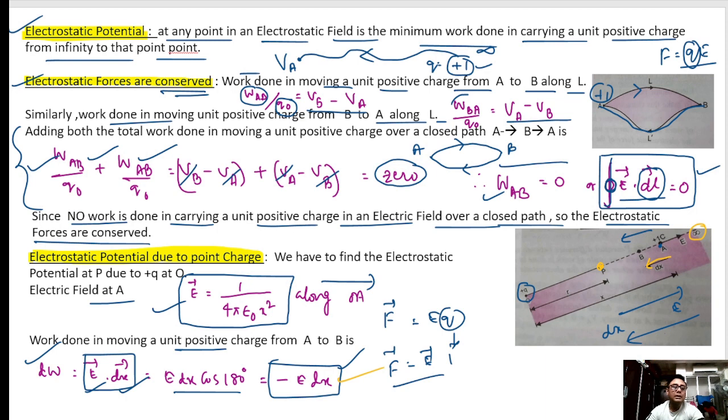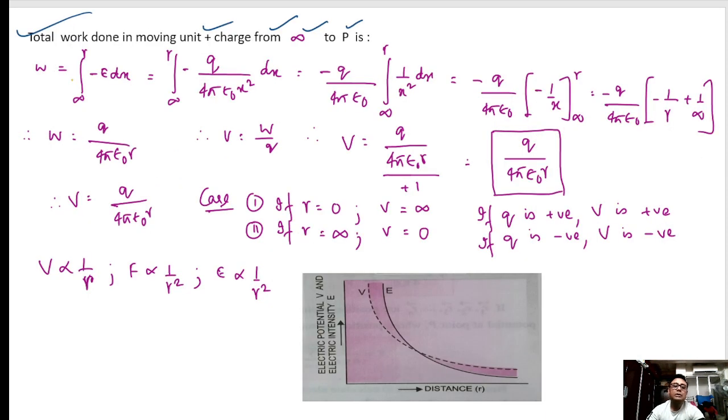So what is the work done in moving from infinity to R? This is the work done. So this is the E, this is the E dx. Q by 4 pi epsilon O is the constant, goes out. 1 by x square integration is minus 1 by x. One limit I will put R, then I will put infinity. So it comes out, this is 0. So it comes out to be minus minus plus. This is the work done to carry unit positive charge from infinity to the point R.